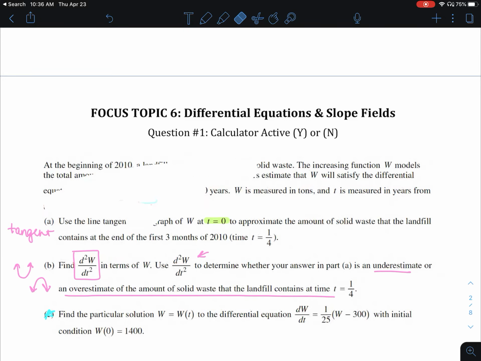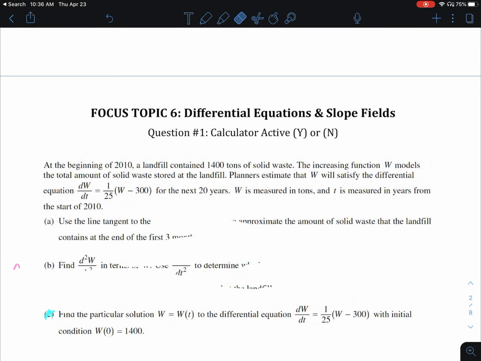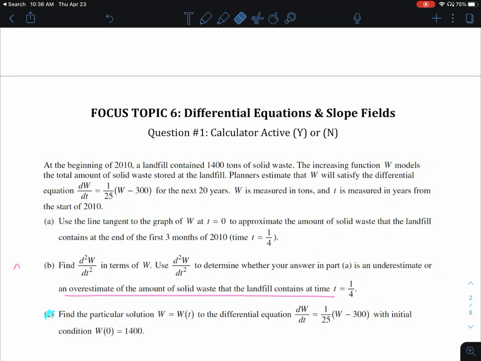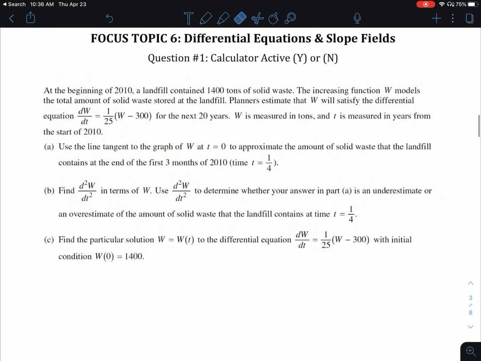Sorry that this is written on already. We were doing it this morning in Zoom for those that didn't attend. Okay, so this landfill problem, they give an initial condition of 1,400 tons of solid waste. So this is (0, 1,400), right?